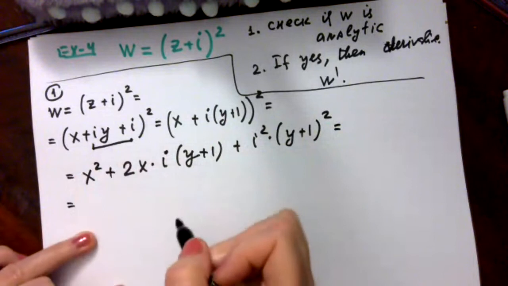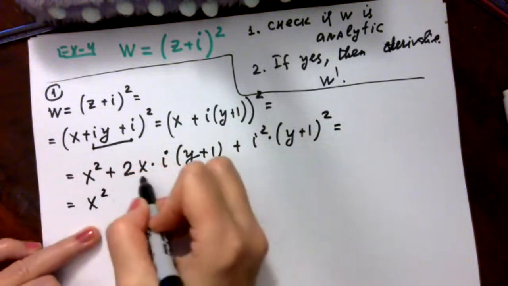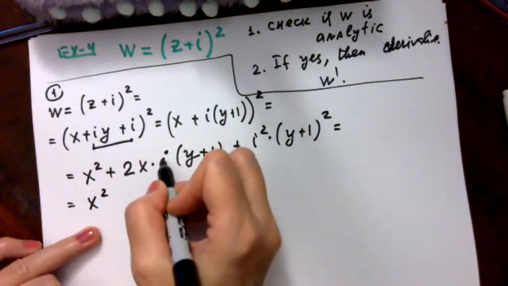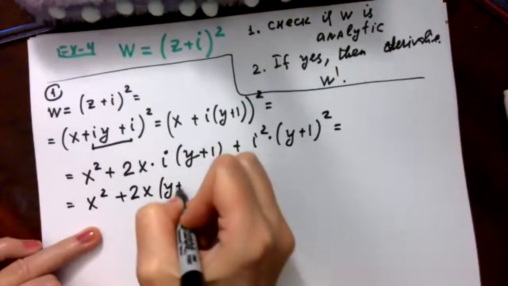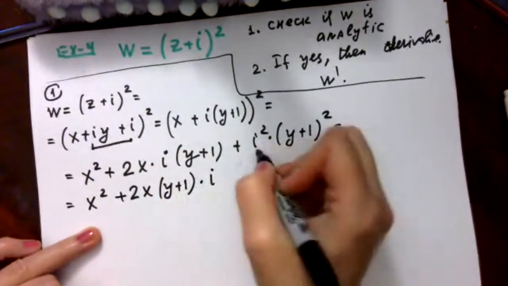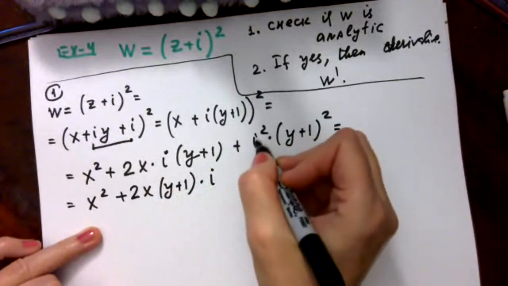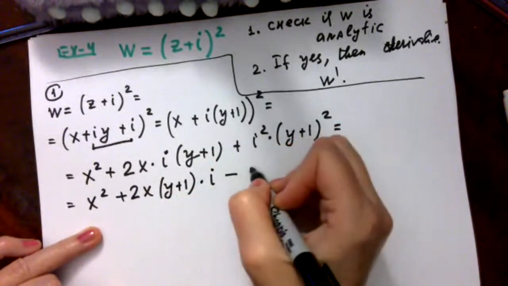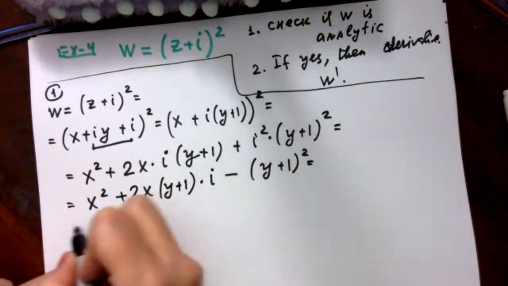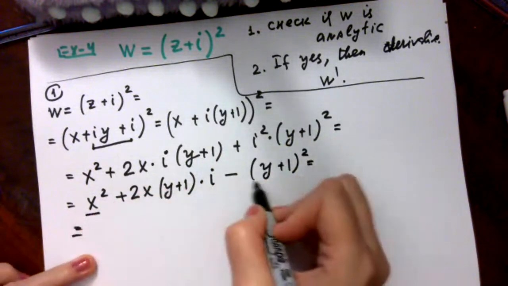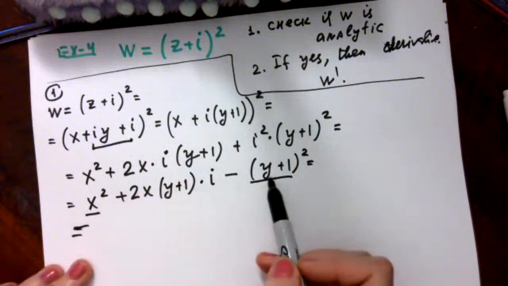Now we need to make some simplifications. Okay, x squared. Here I can only move maybe i to the rear. So 2xy plus 1 times i. And here we have minus 1 instead of y squared. And this is why the whole term will look like minus (y plus 1) squared. And of course, now you see that these two terms don't contain the imaginary unit.